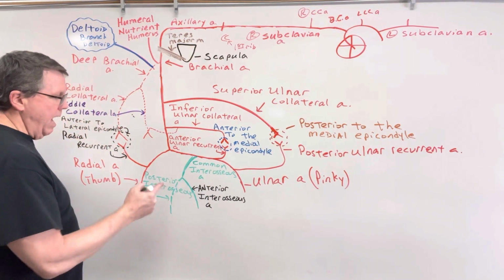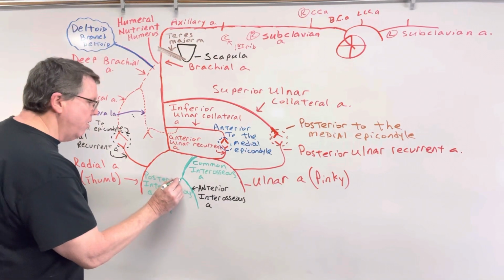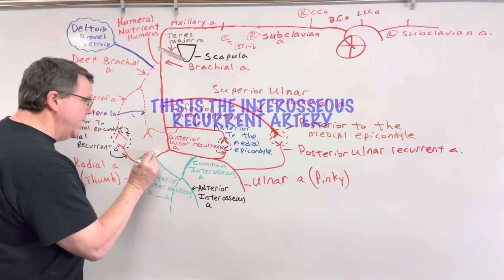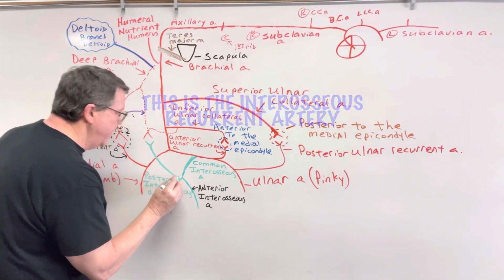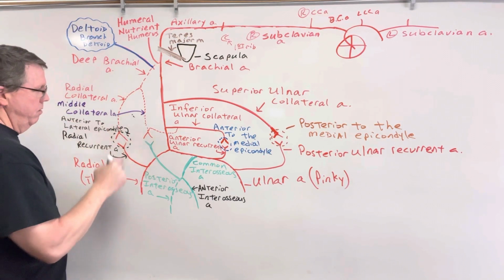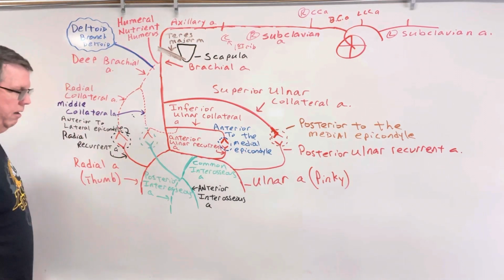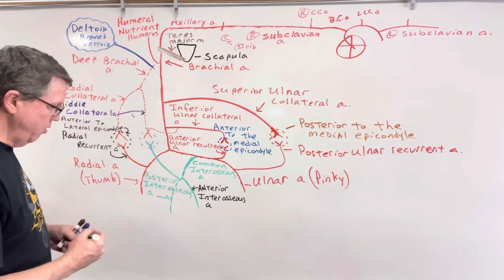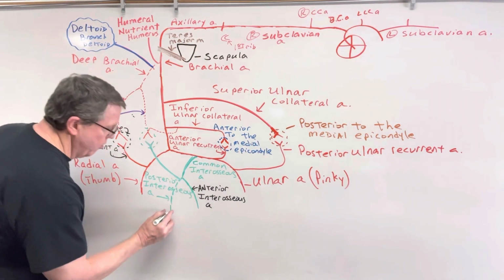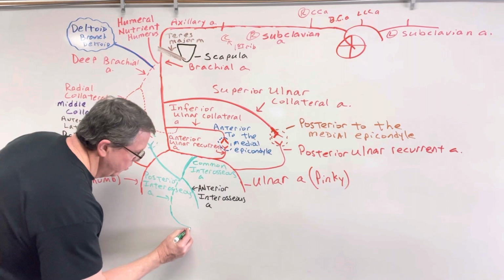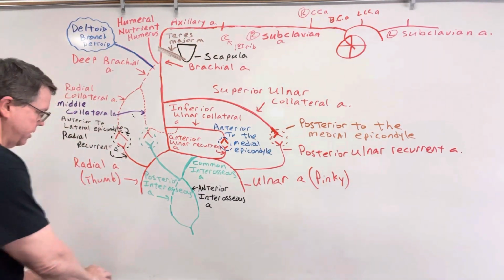So now, coming off this posterior interosseous artery, I am going to have another artery that's going to come off of here, and it's going to go up, and it's going to anastomose with this medial collateral artery that's right here. So these are going to anastomose there. Now, these are going to continue down, and the posterior interosseous artery and the anterior interosseous artery are actually going to come together again. And then what they're going to do, well, we'll come back to that in just a minute.